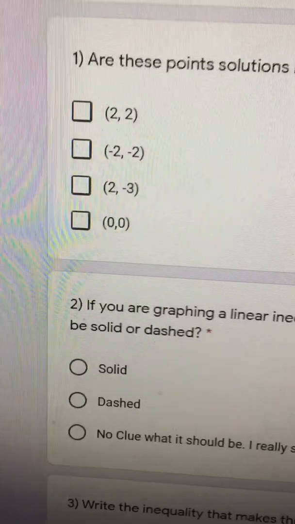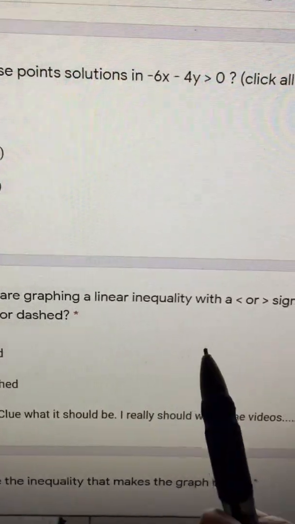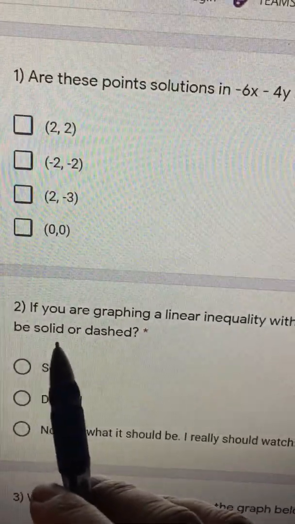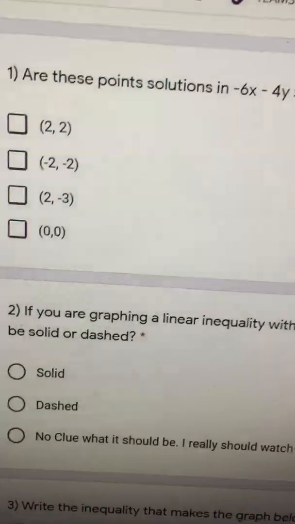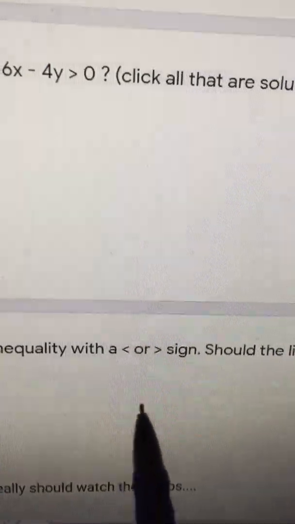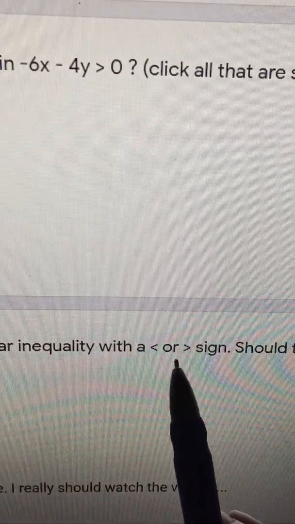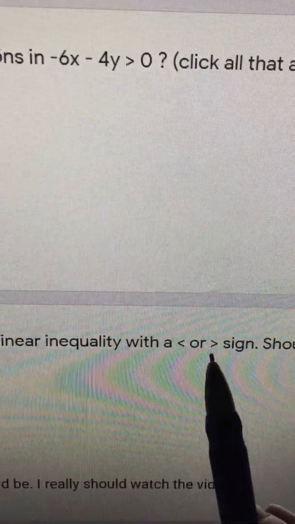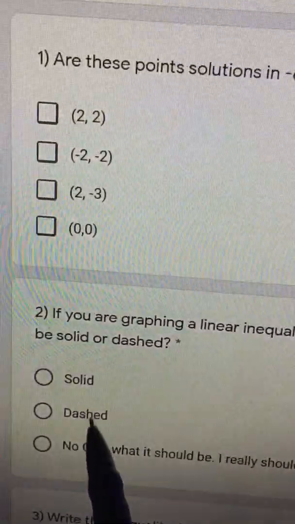Here we go. Number 2 says, if you're going to graph a linear inequality and use a less than or greater than sign, should the line be solid or dashed? If you remember from our notes yesterday, if there is a line underneath these, meaning it's or equal to, then it would be a solid line. Since these do not have a line underneath them, it is indeed going to be dashed.